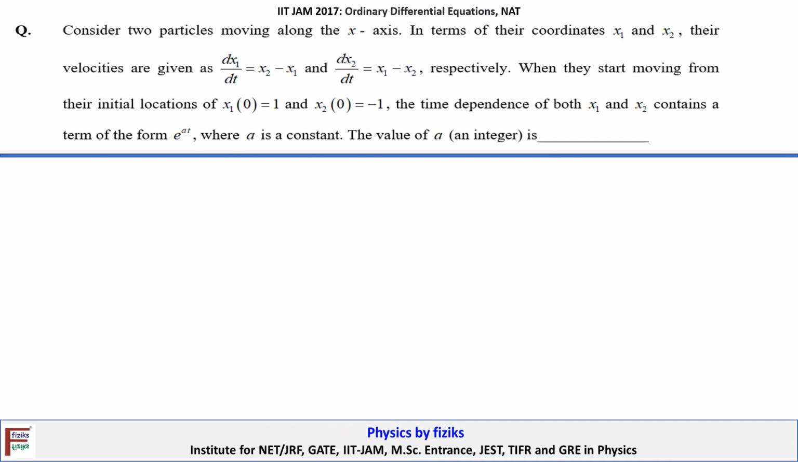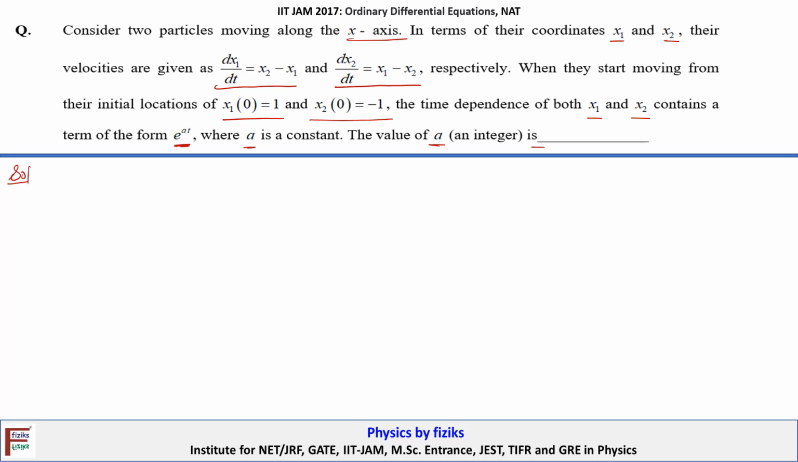Consider two particles moving along the x-axis in terms of their coordinates x1 and x2. Their velocities are given as dx1 by dt is equal to x2 minus x1, and dx2 by dt is equal to x1 minus x2 for the second particle. They start moving from the initial locations x1 at t equal to 0 is 1 and x2 at t equal to 0 is minus 1. The time dependence of both x1 and x2 contains a term of the form e to the power at, where a is a constant. We have to find the value of a.